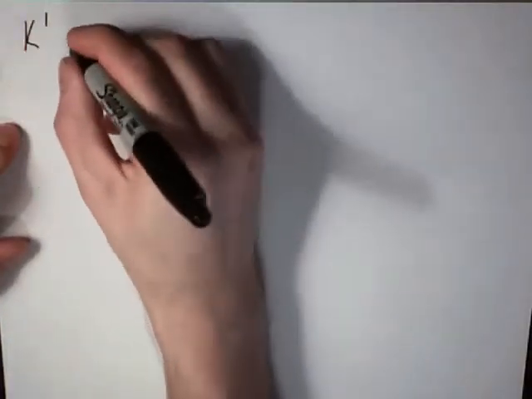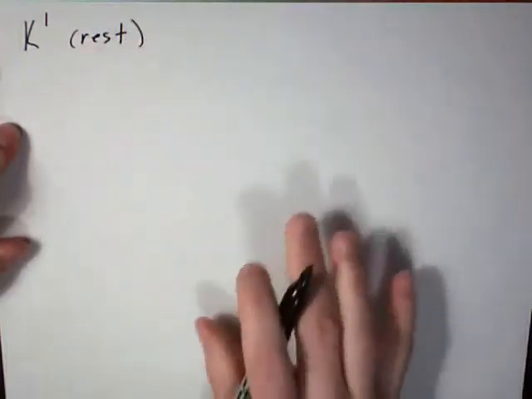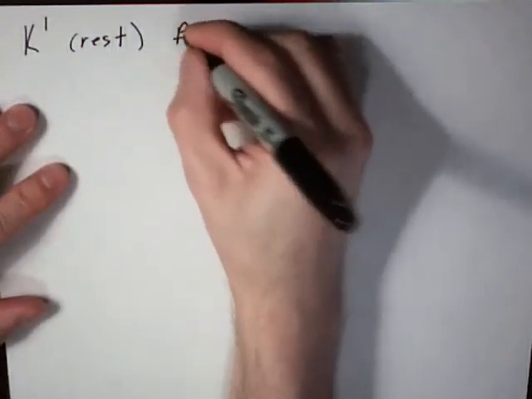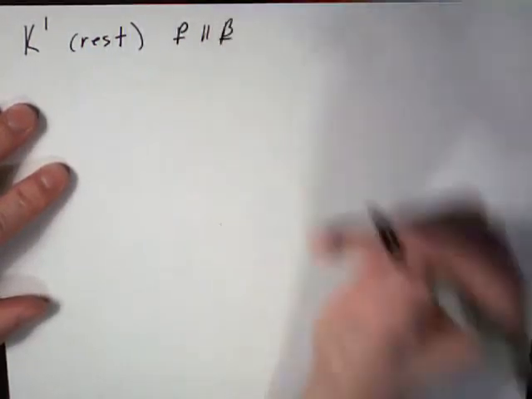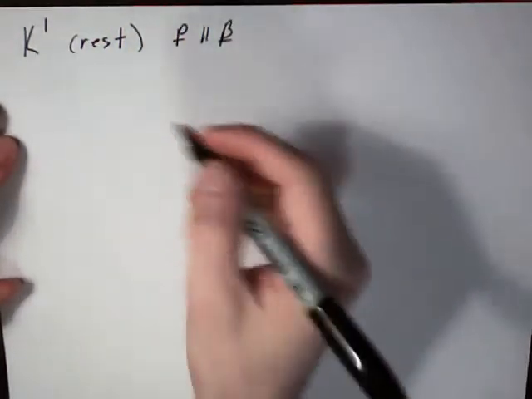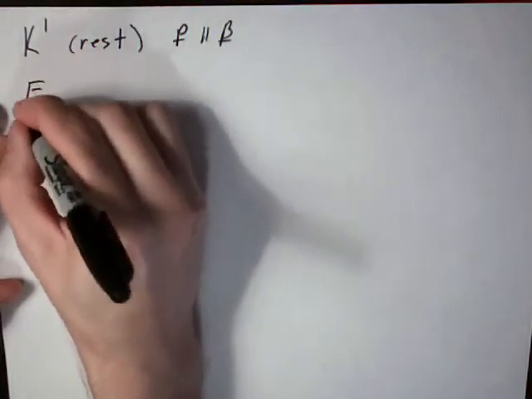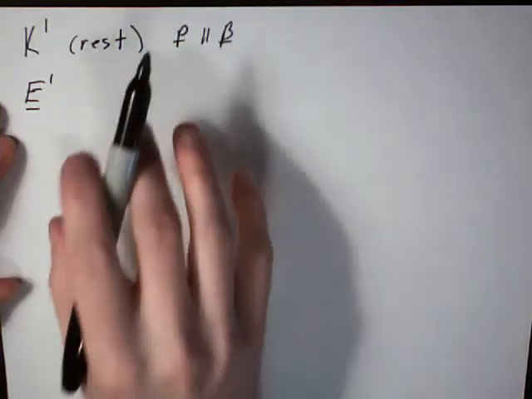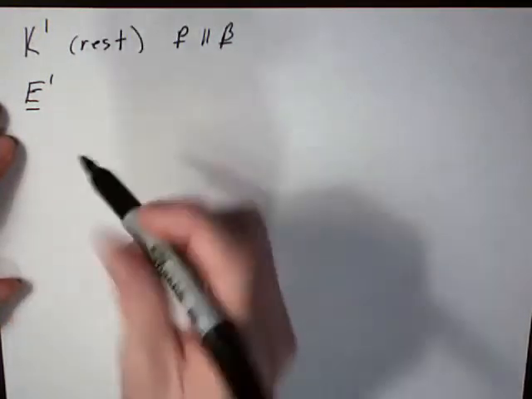I wanted to do the full relativistic correction to the moving dipole, and the way I'm going to do this is I'm going to define the K prime frame as the rest frame of the dipole. And once again, the dipole moment is going to be parallel to beta, which will simplify some things. But anyway, as before, the electric field, I know the electric field in the rest frame, and that's the starting point.